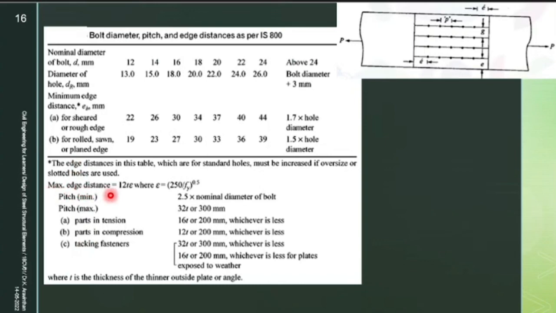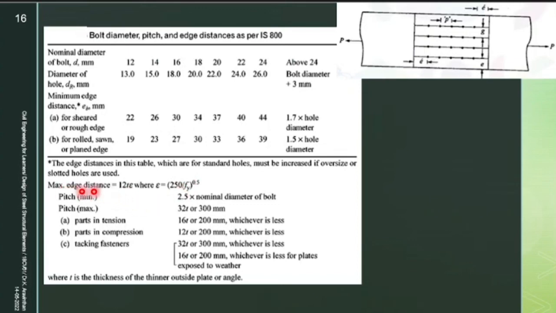Maximum edge distance is 12 t epsilon. What do you mean by this? Epsilon is the square root of 250 divided by Fy. What is Fy? Yes, yield strength of steel. Y is yield, F is stress, yield stress of steel. If you take the root of that, you will get epsilon. What do you mean by t? t is known as the thickness of the plate.